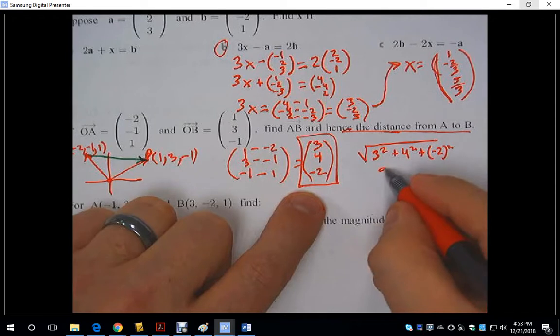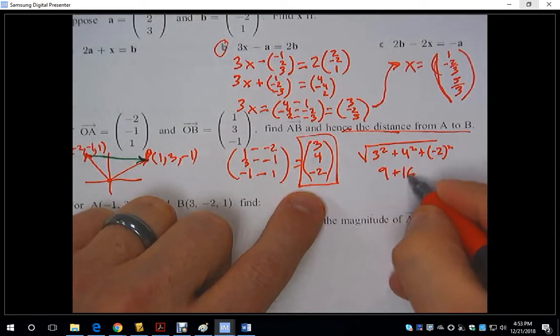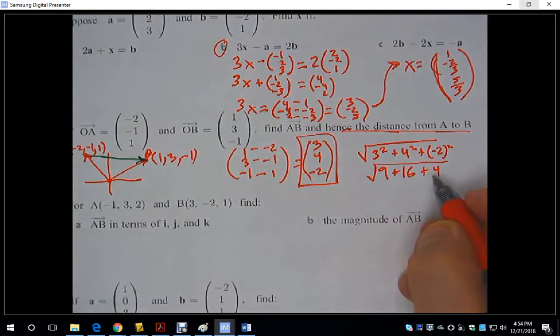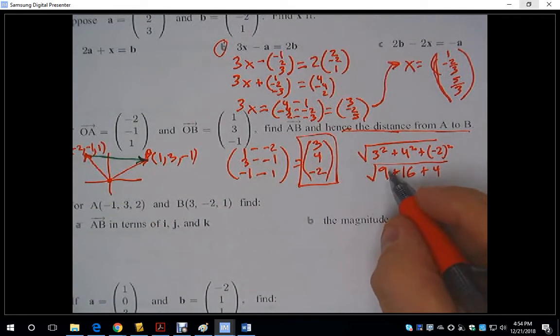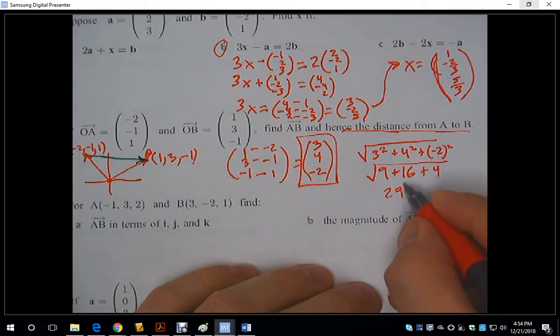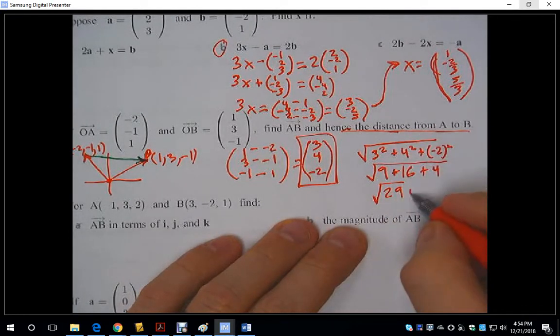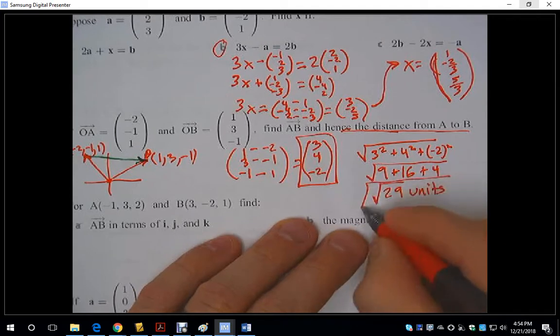3 squared is 9, plus 4 squared, which is 16, plus negative 2 squared, which is going to be 4. And then 16 plus 4 is 20. 20 plus 9 is going to give us 29. So we have the square root of 29, and this is a distance, so some units. I don't know what the units are.